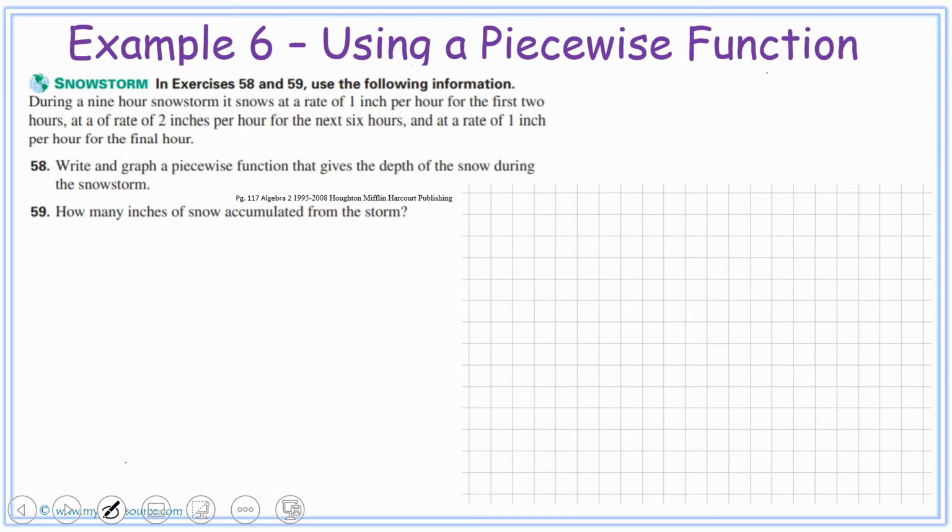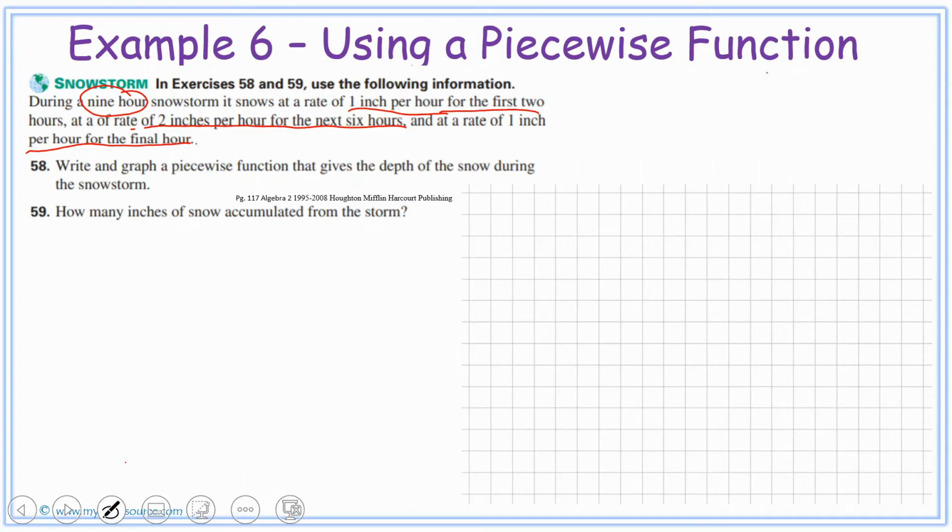Alright, so for example 6, this says during a 9-hour snowstorm, so this is the total amount of time, it snows at a rate of 1 inch per hour for the first 2 hours, at a rate of 2 inches per hour for the next 6 hours, at a rate of 1 inch per hour for the final hour.